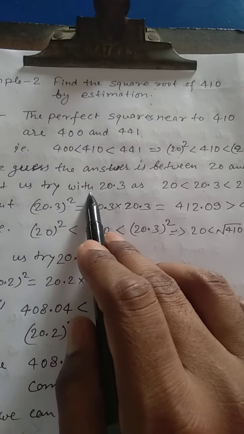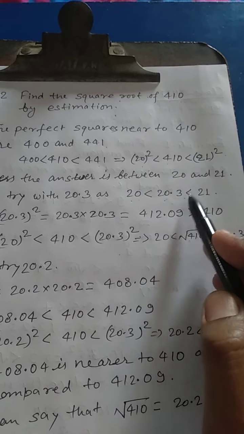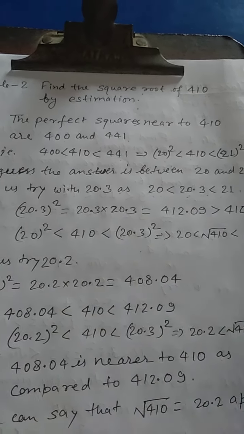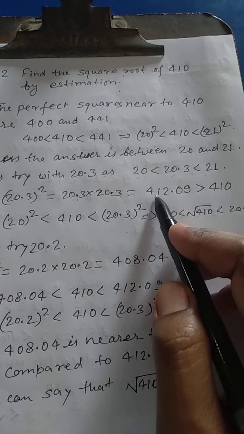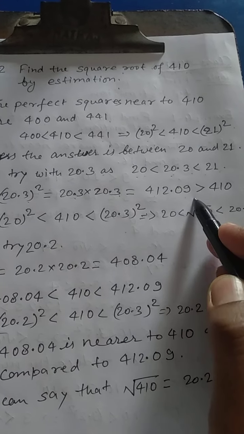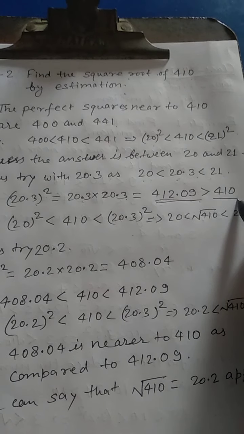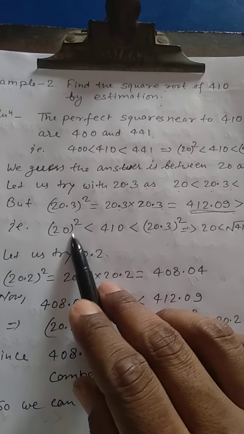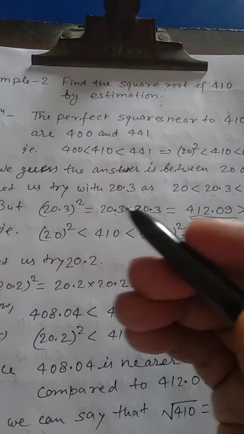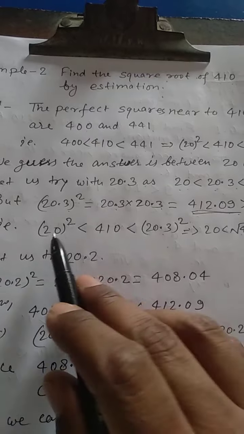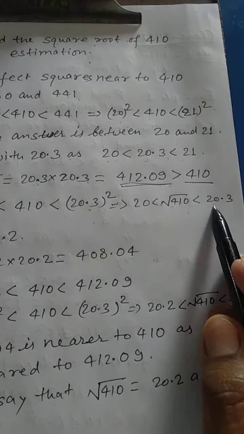Now let us try with 20.3, as 20 is less than 20.3 is less than 21. Now 20.3 square is 20.3 into 20.3, which is 412.09. And you know this number is greater than 410. So we can write 20 square is less than 410 is less than 20.3 square. It means the square root of 410 is in between 20 and 20.3.